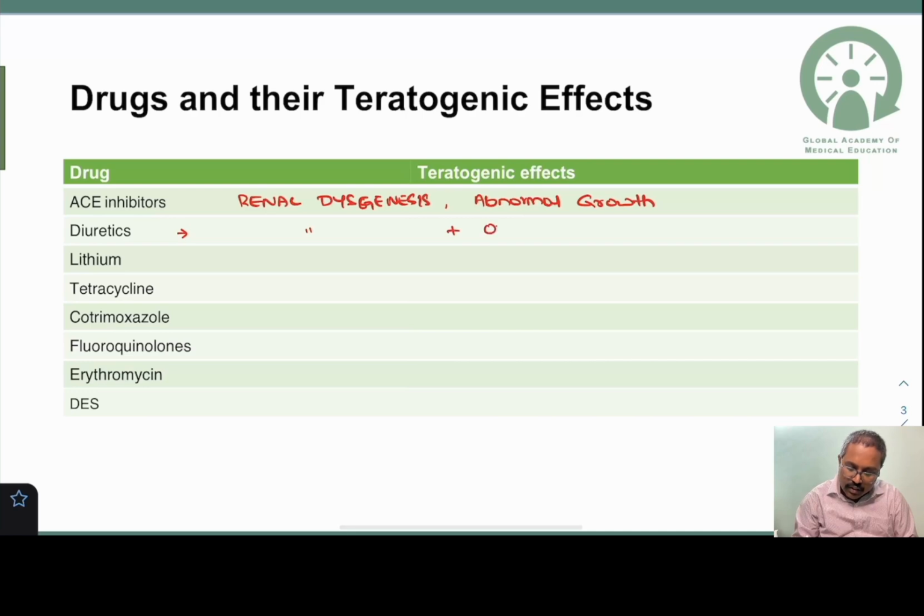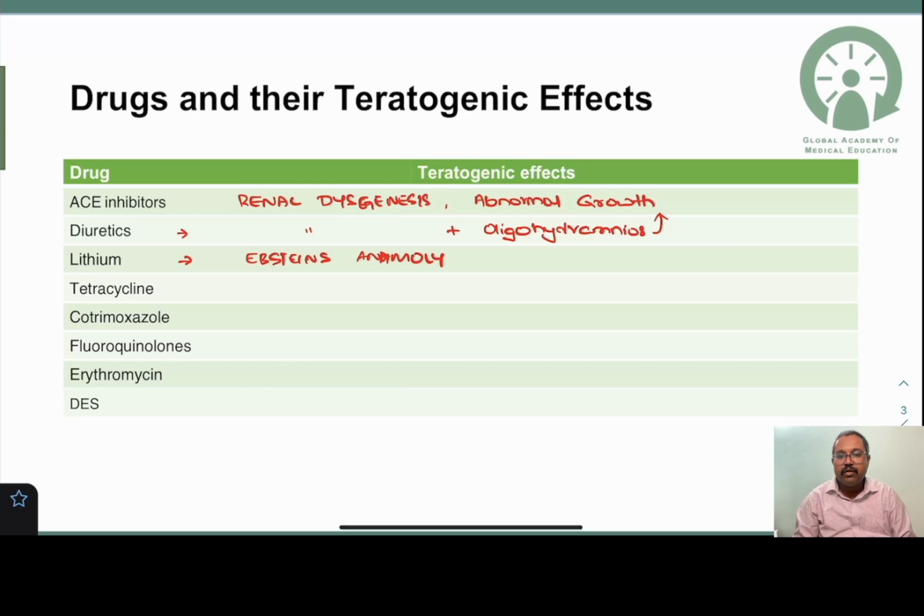Apart from that, it also causes oligohydramnios, which can lead to abnormal fetal development. So what about lithium? Lithium is known to cause the cardiovascular anomaly, that is Ebstein's anomaly.